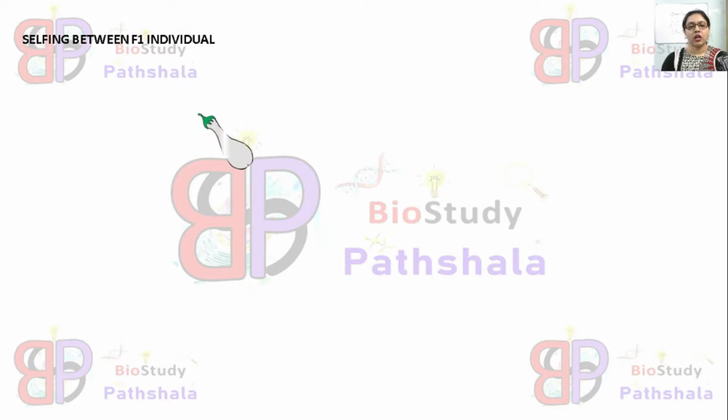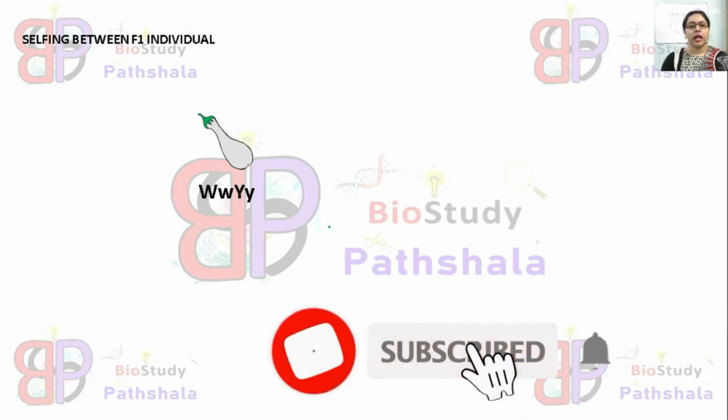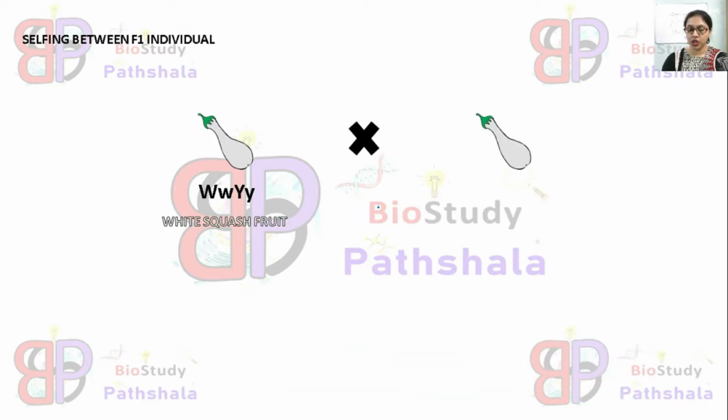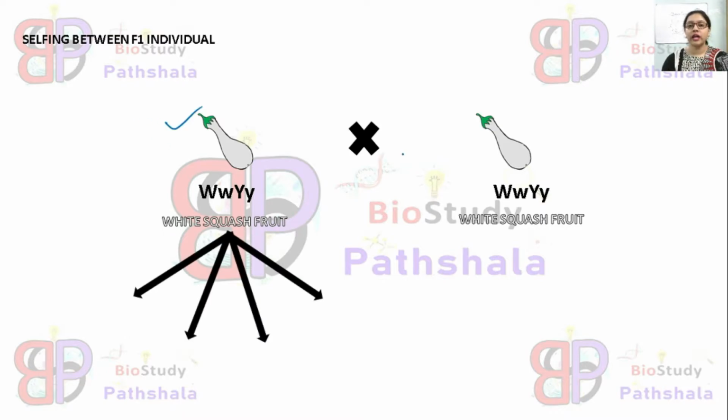First, the cross between F1 individuals: a white squash fruit with the genotype capital W, small w, capital Y, small y, crossed with again a white squash fruit with the genotype capital W, small w, capital Y, small y, the phenotype white squash. Now this individual will produce 4 types of gametes.